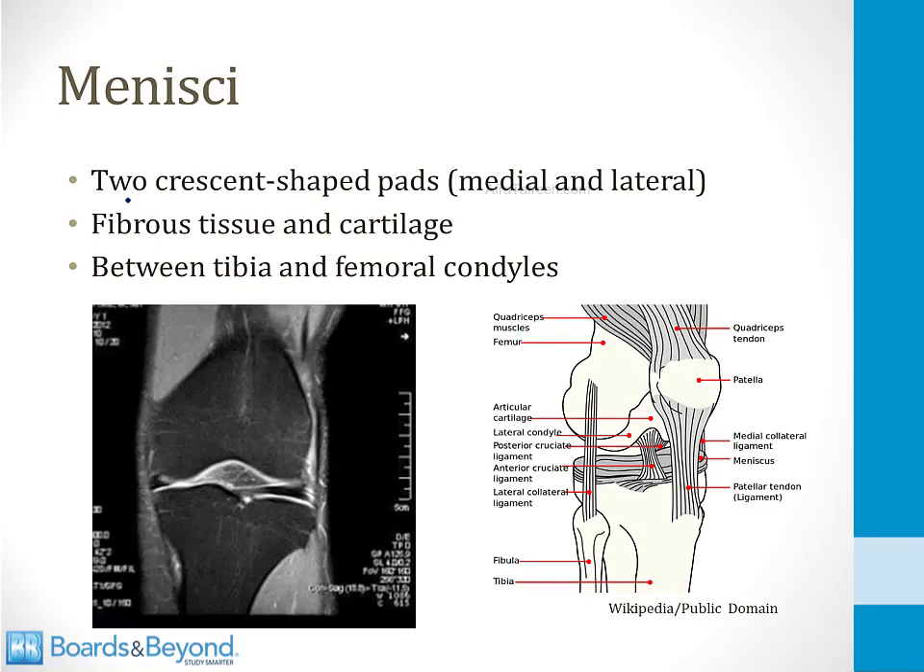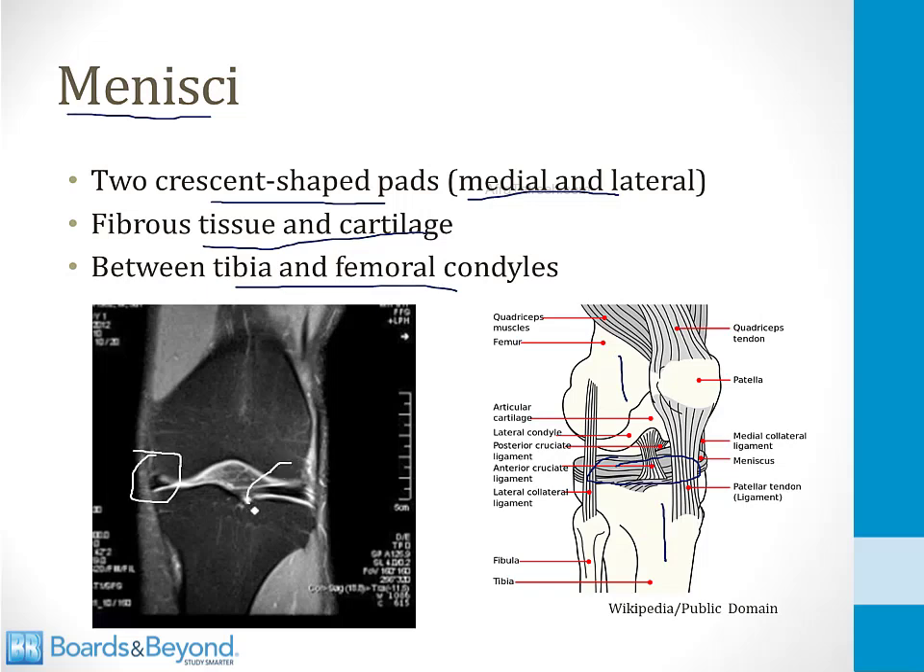The last important structure in the knee joint we need to discuss are the two menisci. These are two crescent-shaped pads found in the medial and lateral portions of the knee joint. They're made up of fibrous tissue and cartilage, and they sit between the tibia and the femoral condyles. If you look at this drawing on the bottom right side of the screen, this is a meniscus shown here. You can see that it sits between the tibia at the bottom and the femur at the top. In MRI images, the menisci usually look black, so this is one of them here, and this is the other one right here.